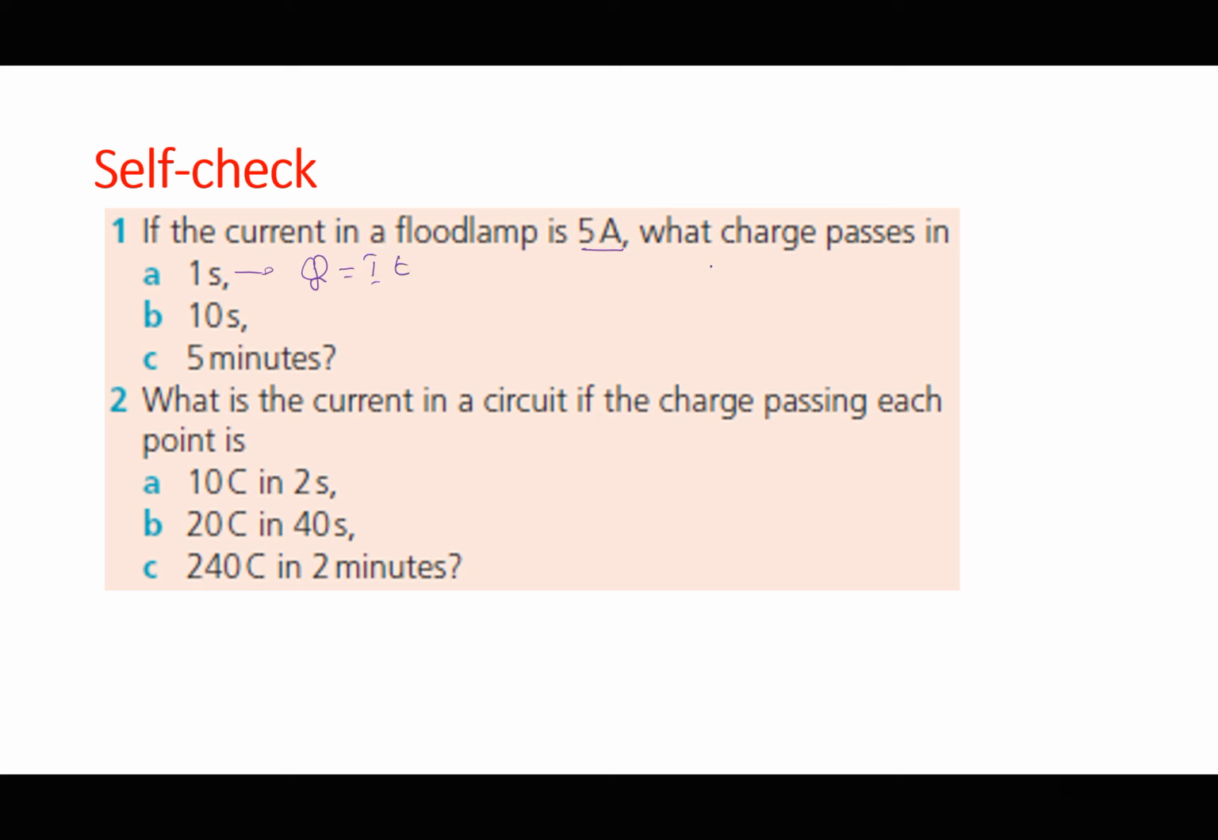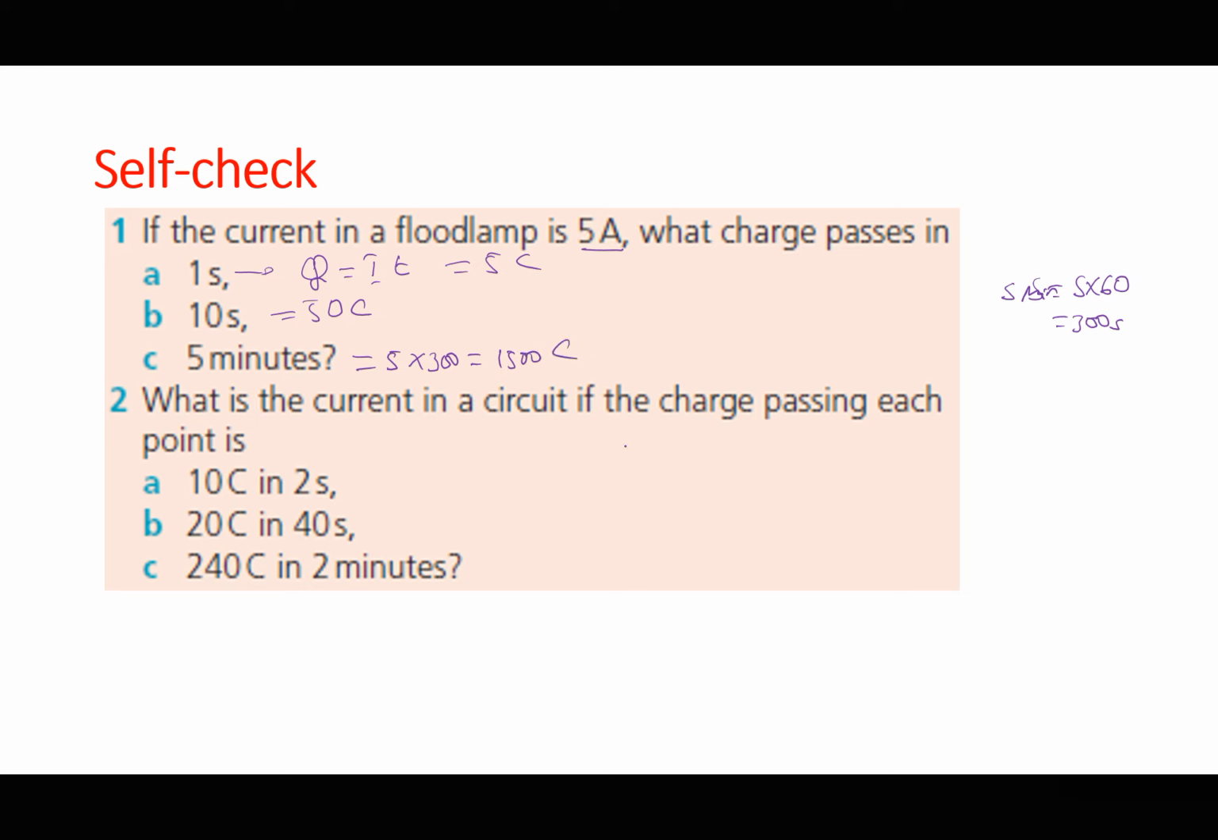In 1 second, that is 5 times 1, which is 5 coulombs. In 10 seconds, it will be 5 times 10, which is equal to 50 coulombs. In 5 minutes, 5 minutes is equal to 5 times 60 seconds, which is 300 seconds. So this is going to be current times 300, which is 1,500 coulombs.